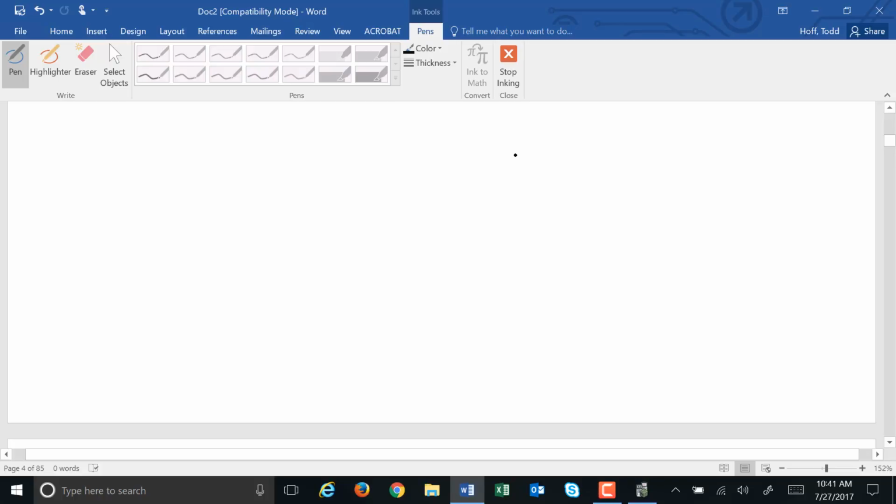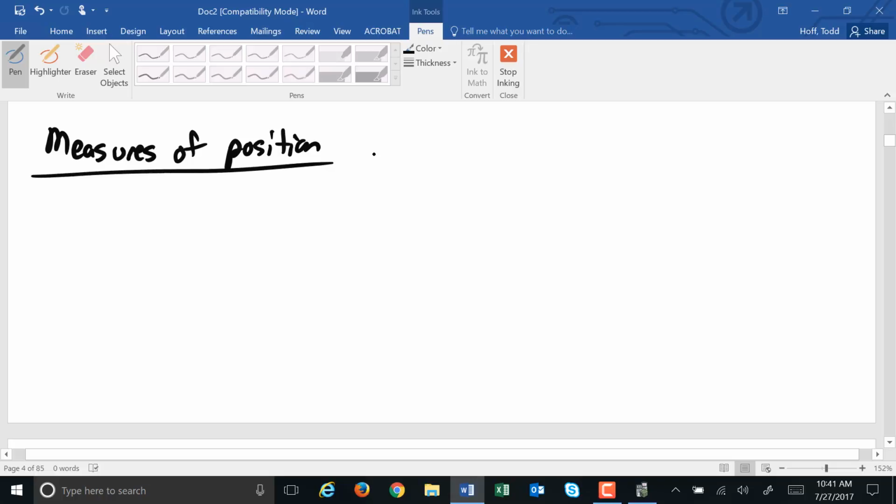Now there's some other numbers in here called measures of position. And our measures of position come up often enough that it's nice to know what they're talking about. Measures of position. We're going to talk about percentiles first of all.